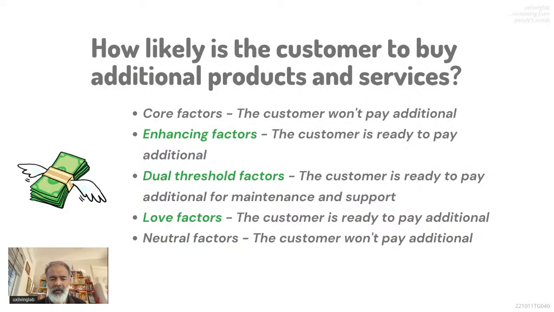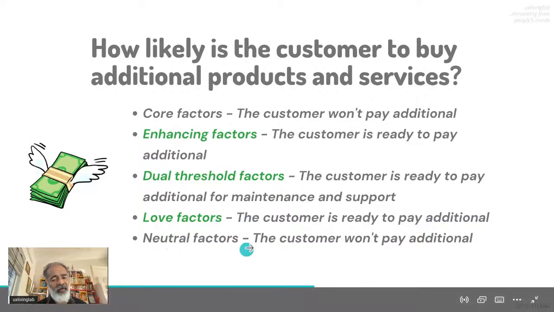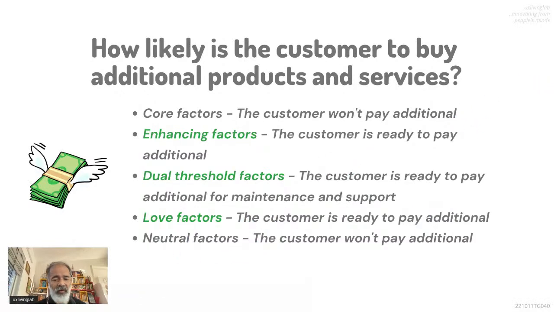So in total, how can we categorize this? The core factors, customers won't pay additional. Enhancing factors, customers are ready to pay additional. Dual threshold factors, the customer is ready to pay additional for maintenance and support. Love factors, the customer is ready to pay additional. Neutral factors, the customer won't pay additional. So this is the way you can think about your product also: core factors, enhancing factors, dual threshold factors, love factors, and neutral factors.